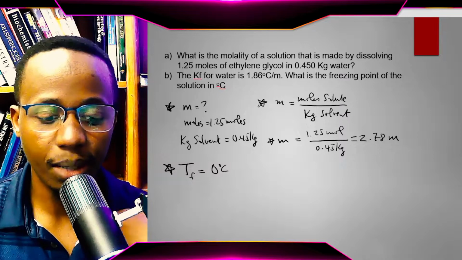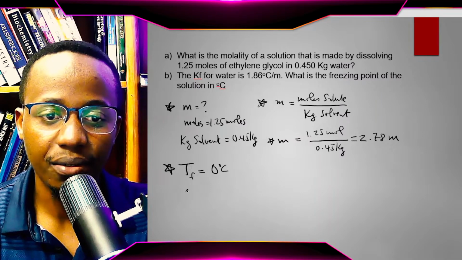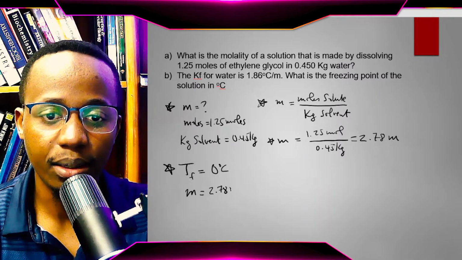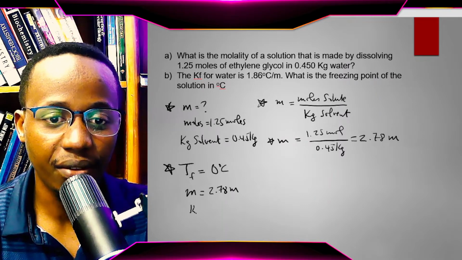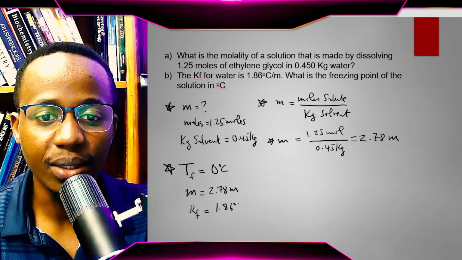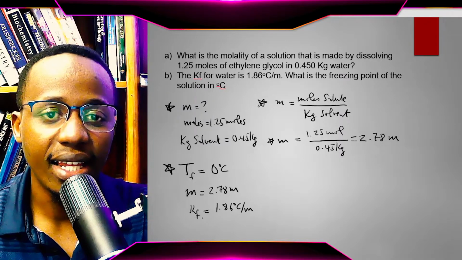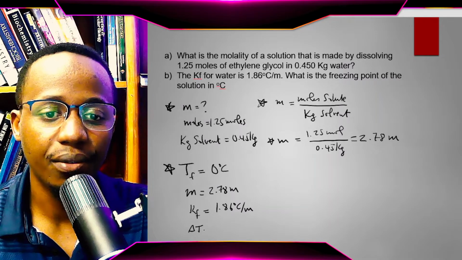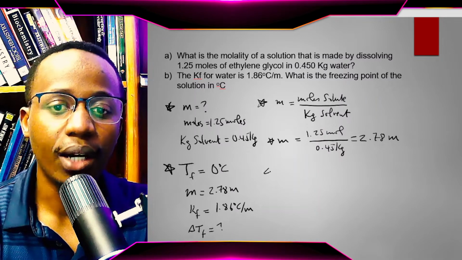But we do have the formula for it, so there's no need to worry. But let's set it up correctly where we write down what we have. We have the freezing point, but we also have the molality that we just calculated above, so 2.78 molal. What else do we have? We have Kf, which is 1.86 degrees Celsius per m. This is the constant, and then they're asking us the freezing point. So we have to find the delta TF, which is the change in freezing point.